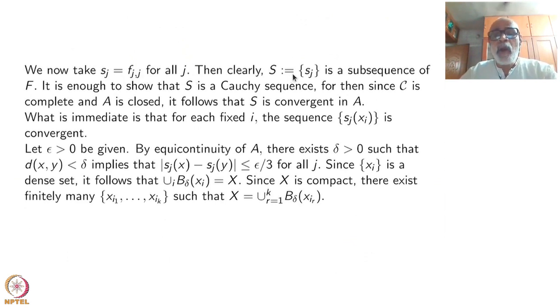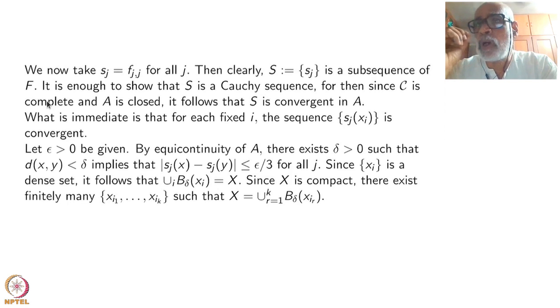Okay, then what happens is this Sj is a subsequence of the original F, because the indexing is only increasing. That's all we need for a subsequence. But what is the property of this sequence? That is what we want to know. So in order to show that this sequence is convergent, it is enough to show that it is a Cauchy sequence.